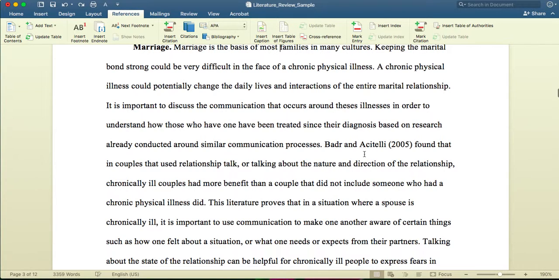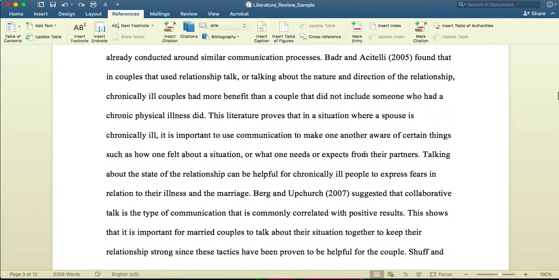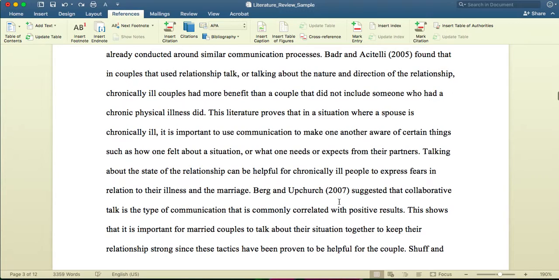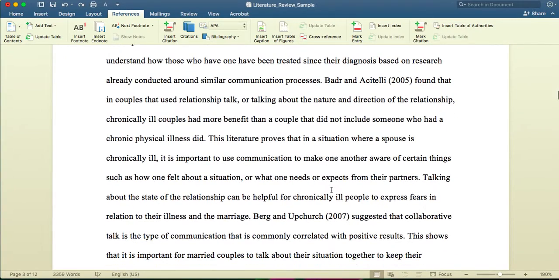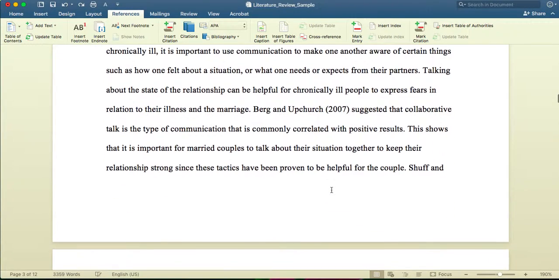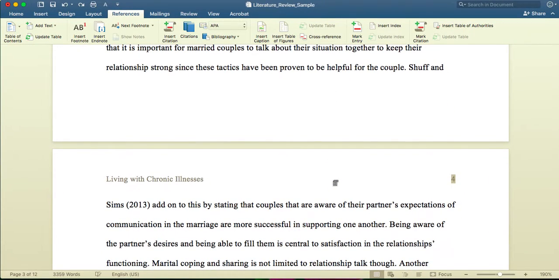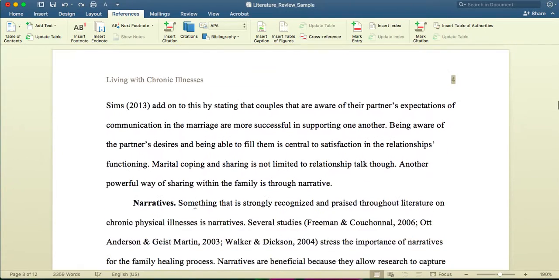So she's telling me in this study, this is what these people found. Here in this study, this is what these people found as far as marriage and chronic physical illness is concerned. So that's one theme. Two of her sources, or three of her sources, there's the third one, Schuff and Sims, discuss the impact and the effect that marriage has on chronic physical illness.